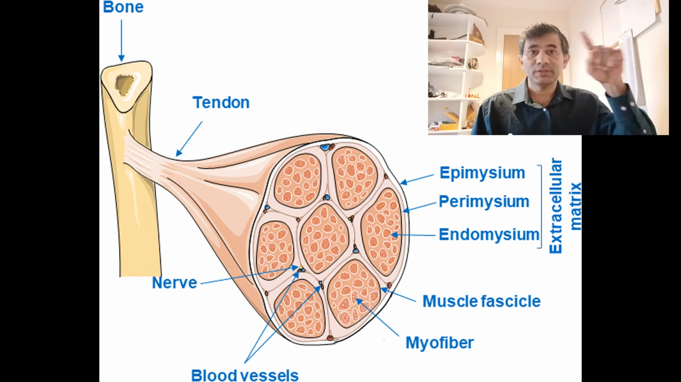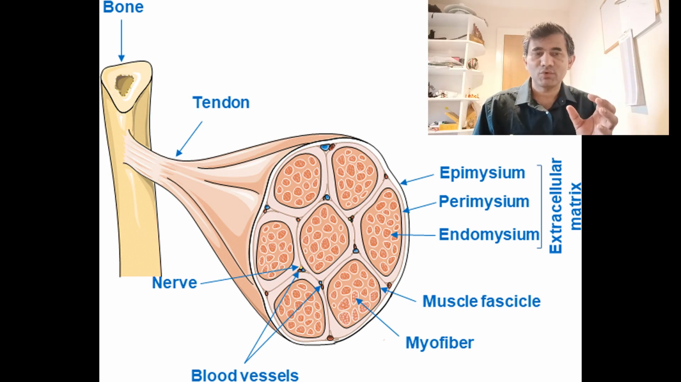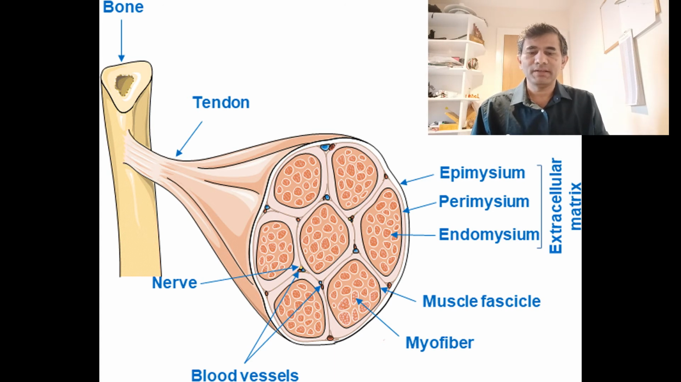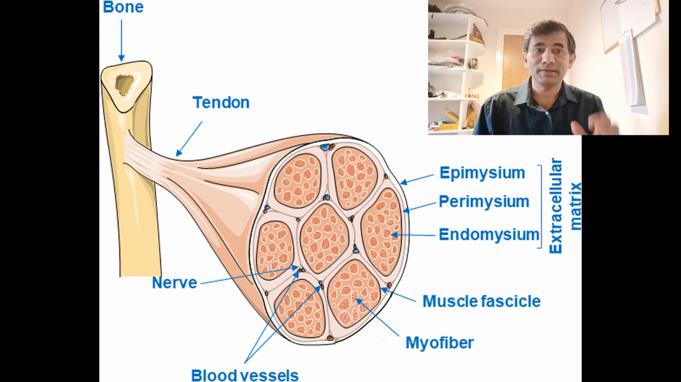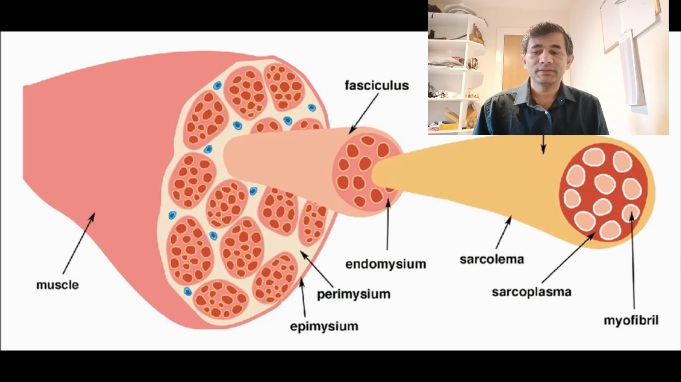Epimysium, the outer connective tissue layer which surrounds the whole muscle, is called epimysium. And there are these different layers inside the epimysium. The perimysium surrounds the muscle fascicle bundles, and the endomysium surrounds the single individual muscle fiber. So epi, peri, endomysium, these are connective tissue layers. So that should make it clear.